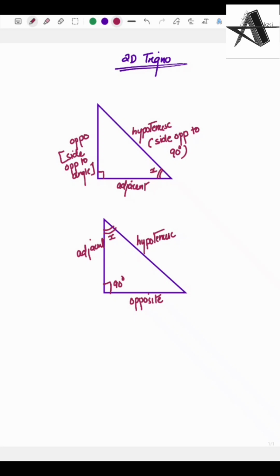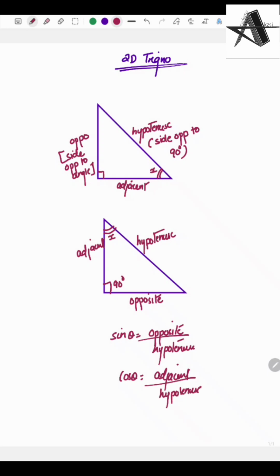Now let me show the three trigonometric functions, or we can say trigonometric ratios. Sin theta is opposite over hypotenuse, cos theta is adjacent over hypotenuse, and tan theta is opposite over adjacent. Now let me see how we can apply these. I'll take 2-3 simple questions and one difficult question.